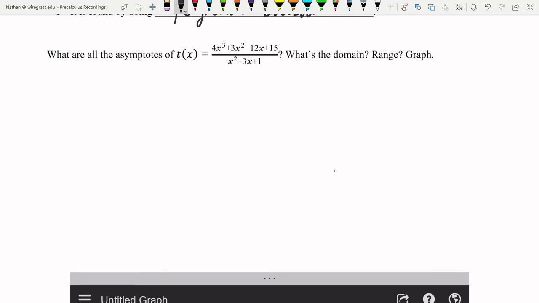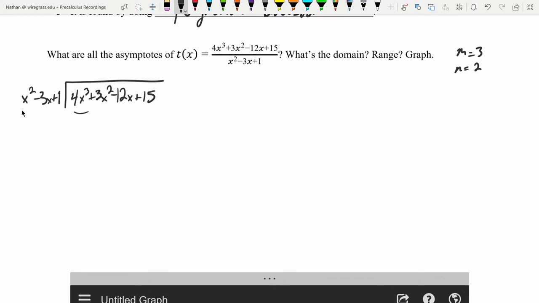So, what are all the asymptotes of this rational function? Well, to find the asymptotes, we have to factor everything, of course. We have here m is equal to 3 and n equals 2, so we know it has a slant asymptote. It looks like it also has vertical ones, but we'll have to factor that and see. So first off, let's go ahead and do the polynomial division.